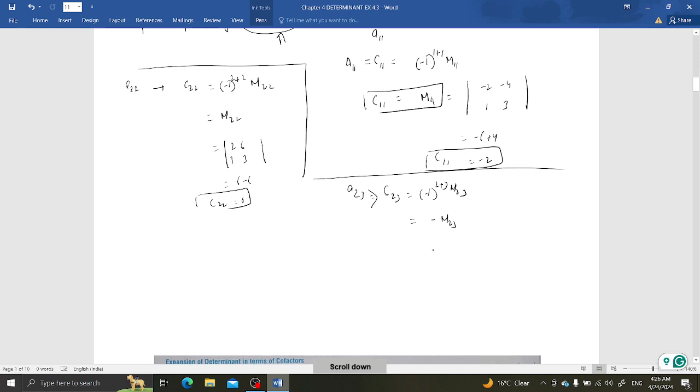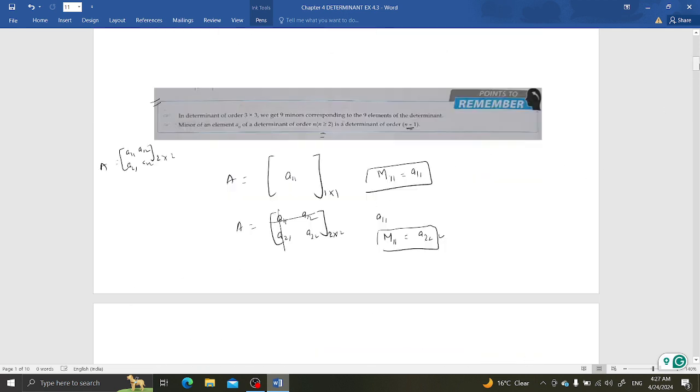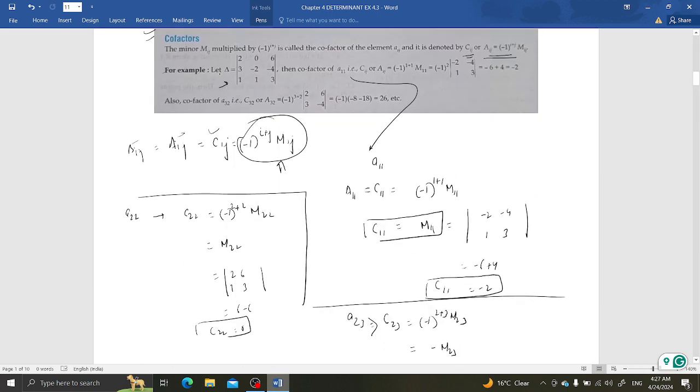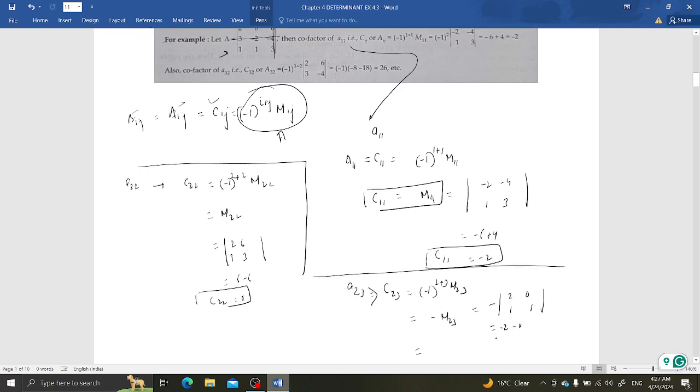Now we have M23, which we can find by deleting the second row and the third column. We are left with a minus sign that has to be there outside. That's why I'm saying that the importance of the position is there, position in the sense of the plus-minus sign. Here we can simply solve: minus 2, 0, minus 2 only.